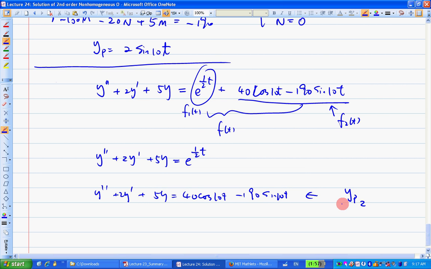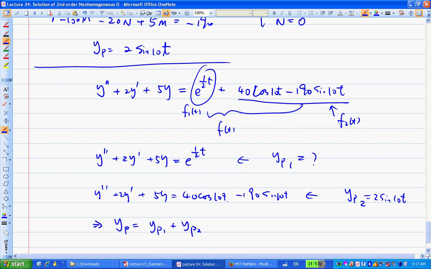So from this one here, you get your yp. Let us call it yp2. From this one, you get your yp2, and from here, you get your yp1. So yp2 is the same as this 2 sine 10t. The only question is, what would be the yp1? It's actually very simple, same approach. Then overall, your yp is yp1 plus yp2. So solving it separately.